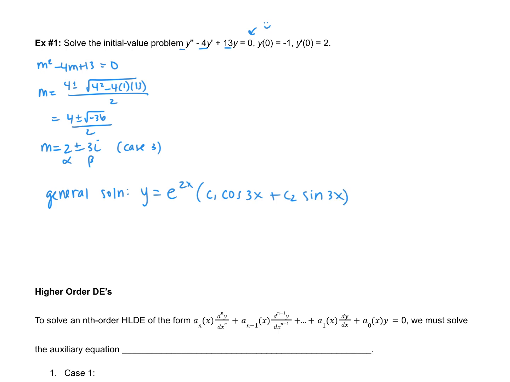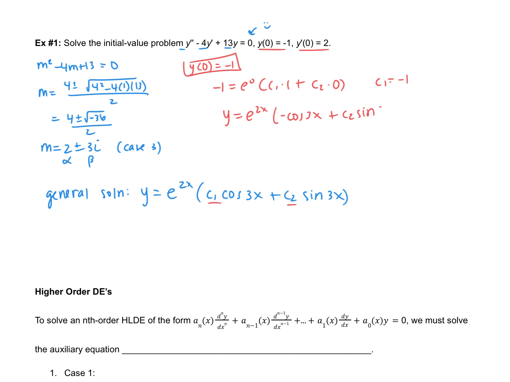So that's it. That's the general solution. Now, ours is an initial value problem, so we're going to have to solve for c1 and c2 using these two conditions. Starting with y(0) equals negative 1, we get negative 1 is equal to e to the 0, c1 times 1, add c2 times 0. So that gives me c1 is equal to negative 1. Now our equation is y equals e to the 2x times negative cosine of 3x, add c2 sine of 3x.